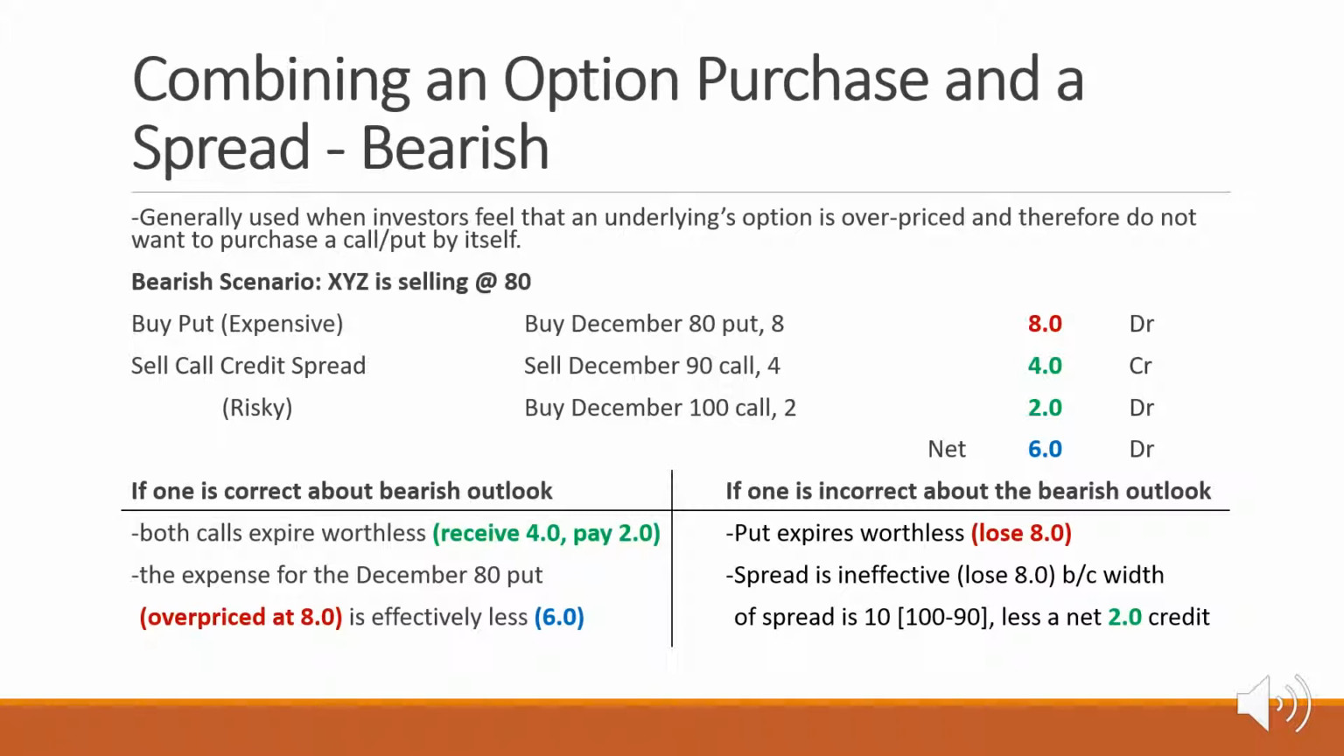If one is incorrect about the bearish outlook, the put expires worthless at 8.0, and the spread is ineffective. You would lose 8 debits, because the width of the spread is 10, 100 minus 90 on the December calls, less the 2.0 credit earned.